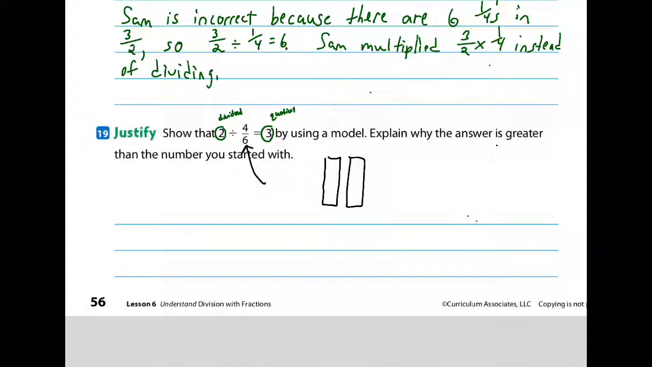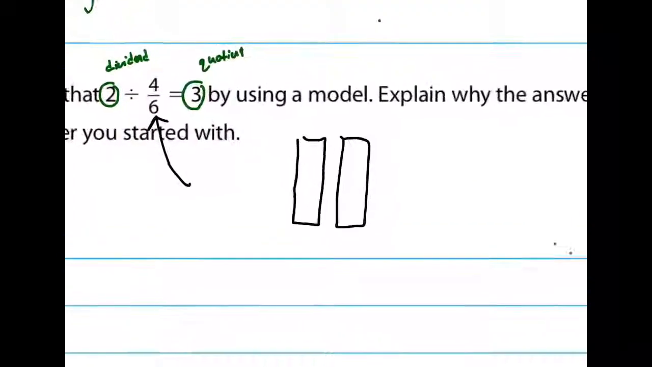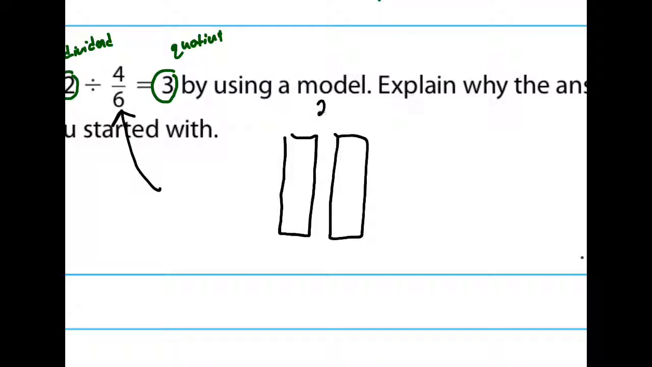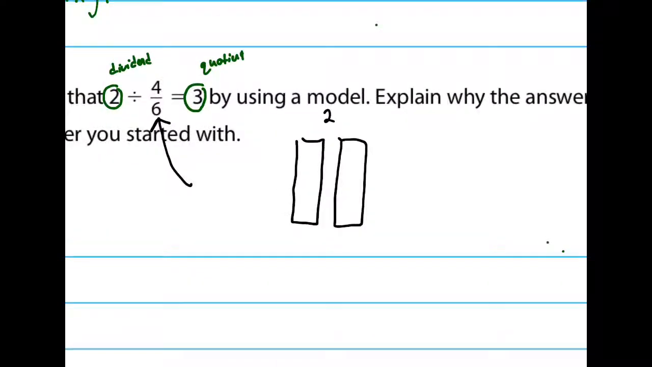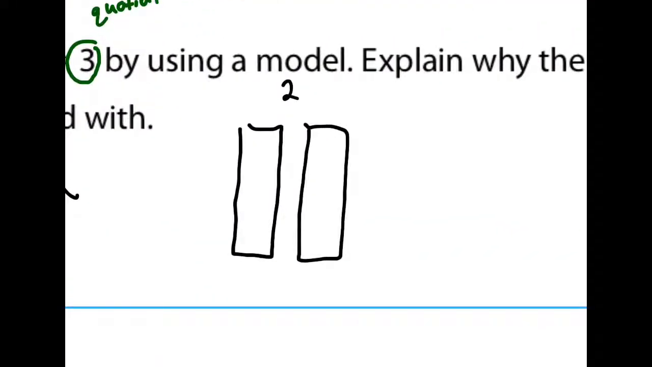All right, so let's see how you did. So first off, this is our 2, the 2 rectangles, and we're dividing it into 4/6. So the first thing I'm going to do is split each rectangle into 6ths.